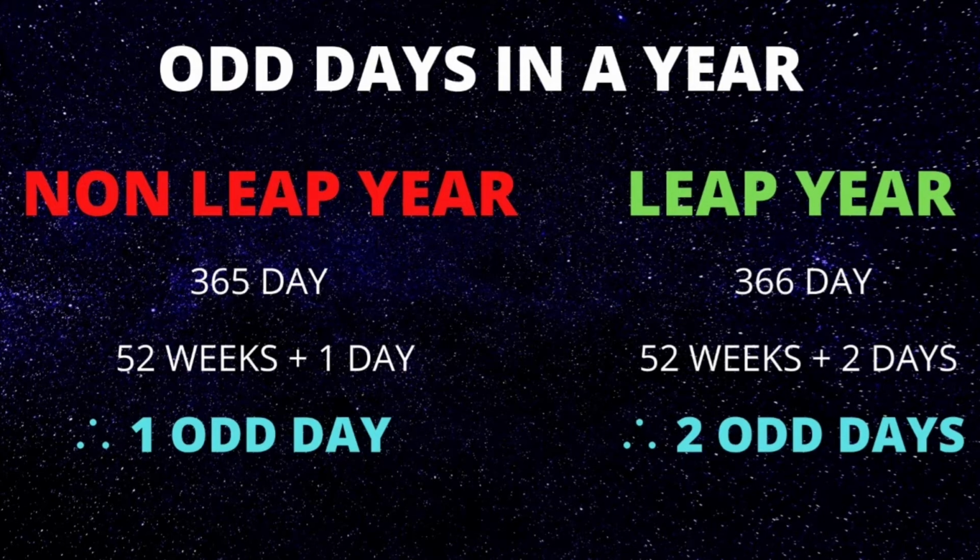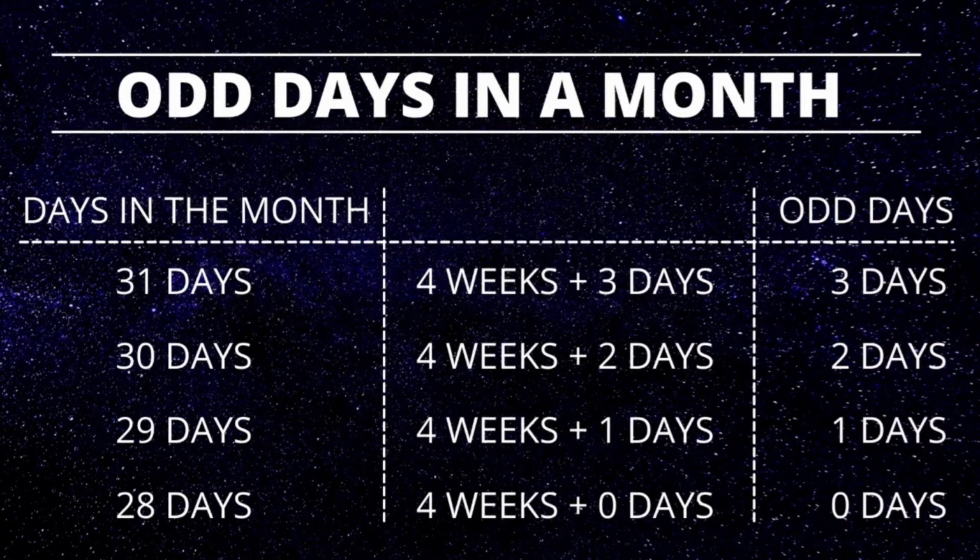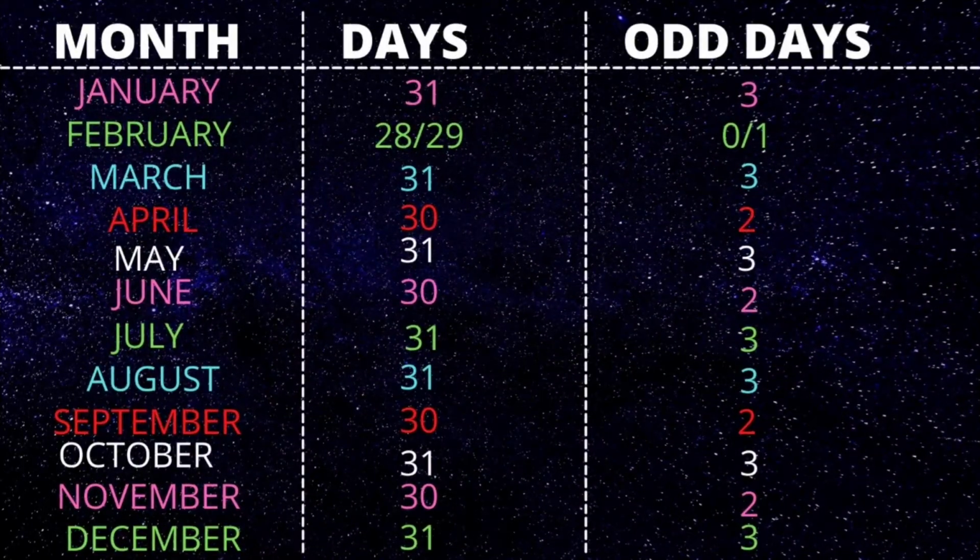Next, coming to the odd days in a month. A month can have 28, 29, 30 or 31 days. So, if you write these as a multiple of 7 plus the remainder, you will get the number of odd days. A month that has 31 days has 4 complete weeks plus 3 days. So, the number of odd days is equal to 3. Similarly, you can calculate for a month with 28, 29 or 30 days. So, if you are still confused about which month has how many days, this table might help you.